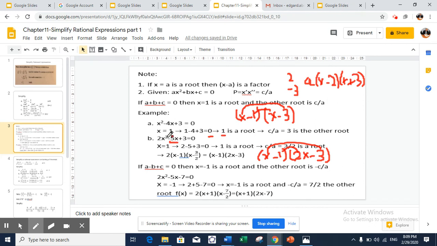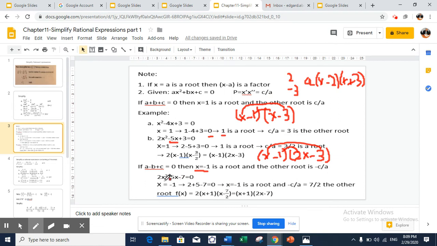And if you have a minus b plus c is 0, for example, if you replace here x by minus 1, what do you get? A minus b plus c is 0. So in this case, one of the roots is minus 1, and you can use this method to find the other root, or we do minus c over a, since one of the roots is minus 1, so the second root will be minus c over a.